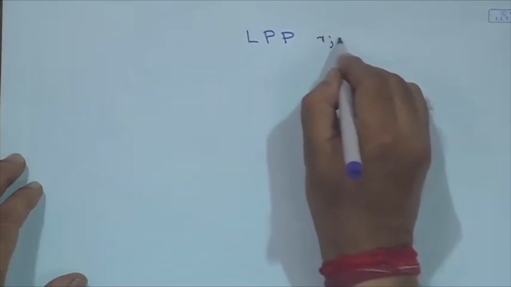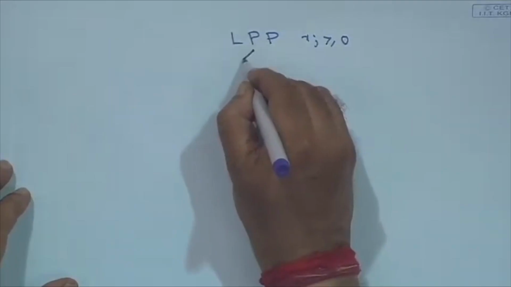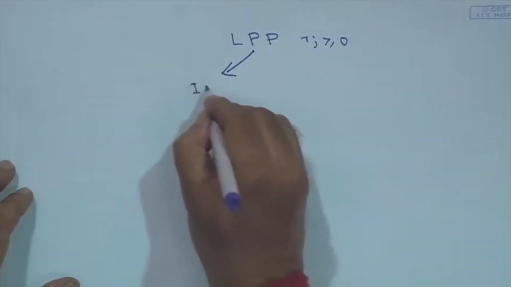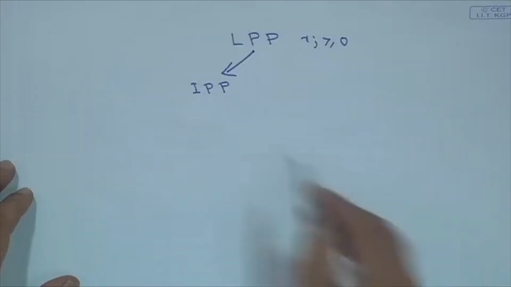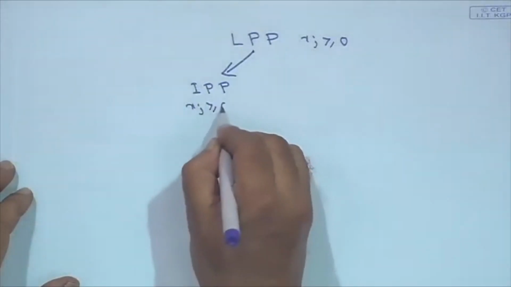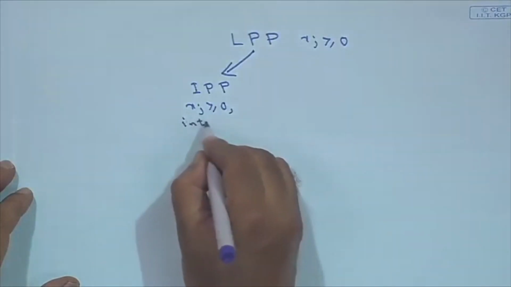So, in this class, we will start the mixed integer programming problem. Basically you have the linear programming problem. In a linear programming problem, the decision variables can take any real value, which we express as x j greater than or equal to 0. Now, from this linear programming problem, you formulate the integer programming problem. In an integer programming problem, the variables x j are greater than or equal to 0 and they are integers.